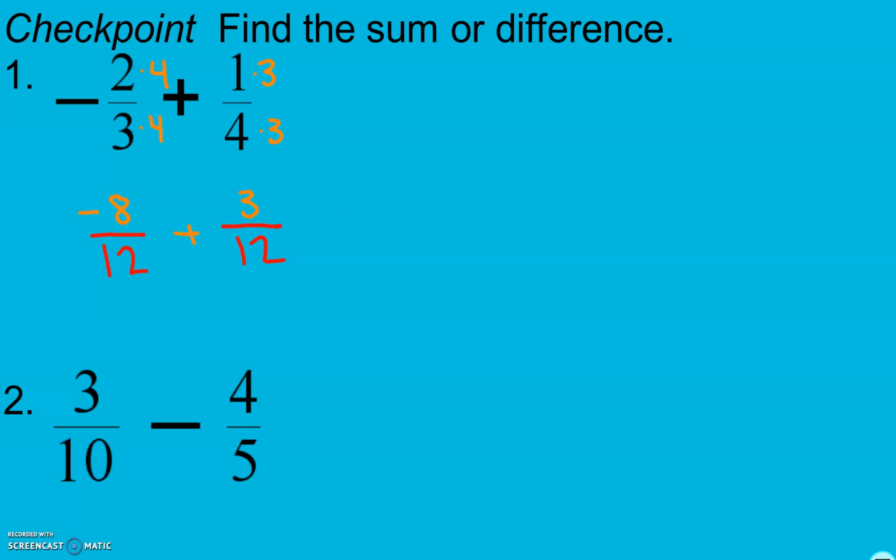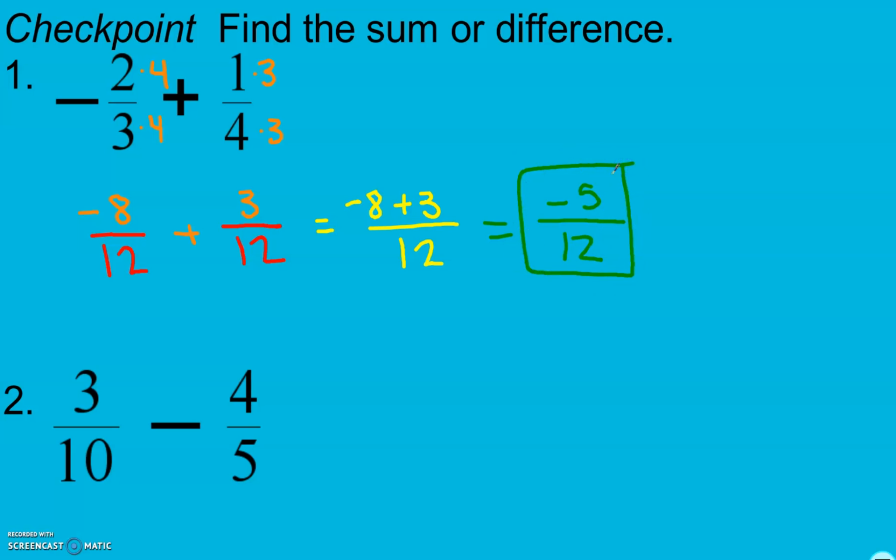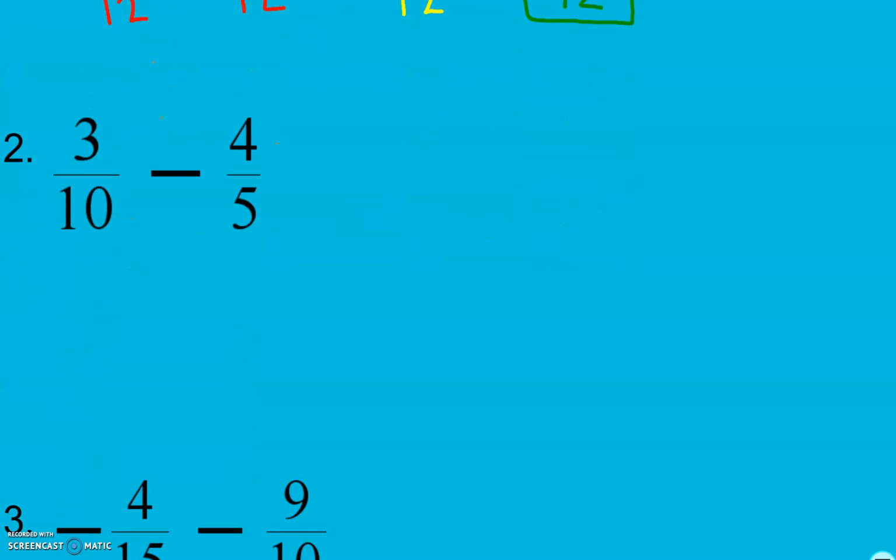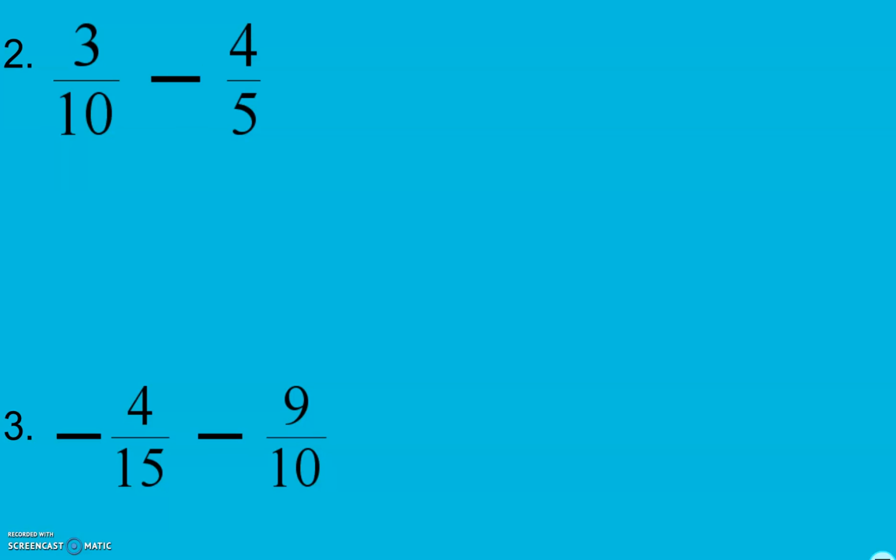Now that my denominators are the same, I can combine them into one fraction by performing the operation on my numerators and keeping my denominator. Negative 8 plus 3, different signs. We subtract and give the sign of the bigger number, and I get negative 5 twelfths. That does not simplify. They are relatively prime. On 2, we have subtraction, so I'm going to change to adding the opposite. So I really have 3/10 plus negative 4 over 5.